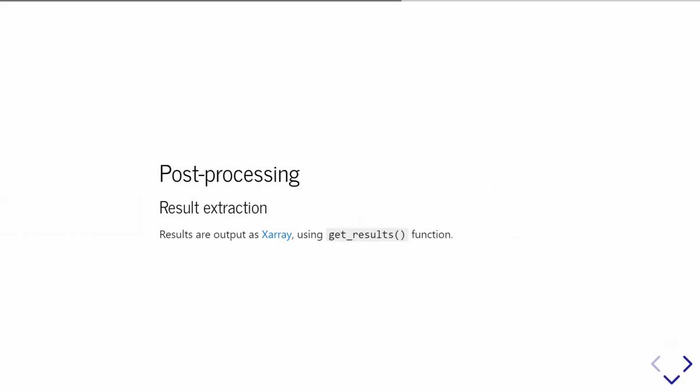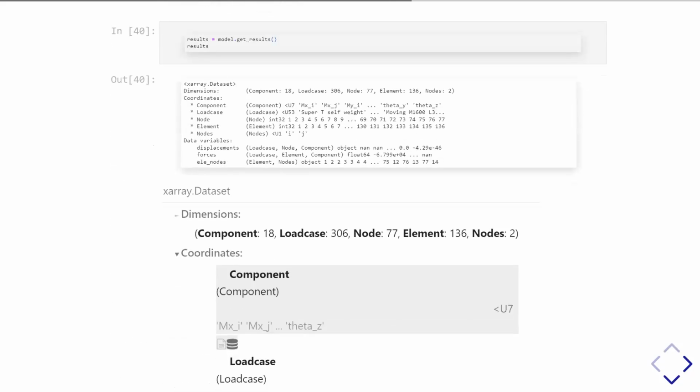The first feature, OSP Grillage, is creating the model. The second feature is we can add load cases and analyze them. Now the last feature is really the post-processing part of it. So we adopted here the Python X-array module to extract our results. Results are obtained using a simple get results function.